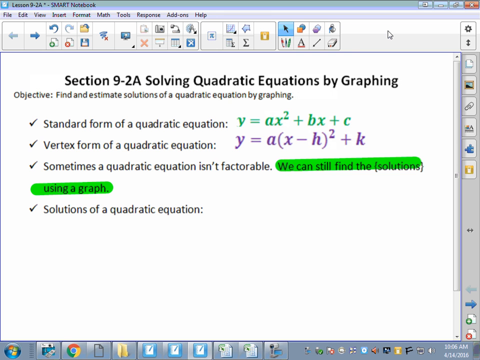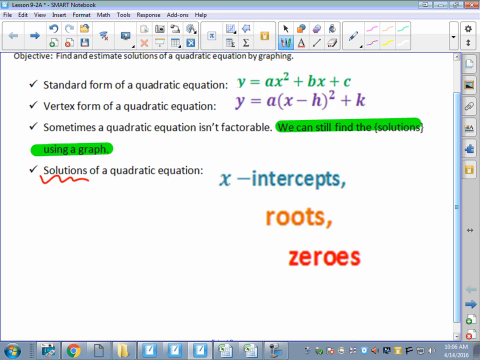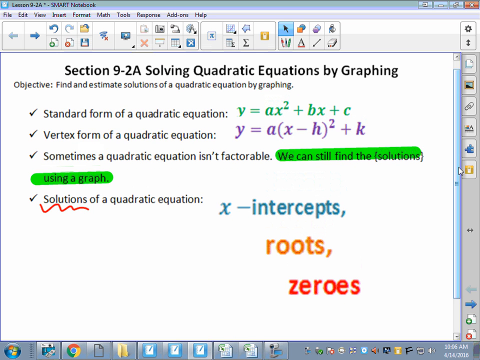So I said when we graphed in section 9.1, we said you could find the solutions, and those solutions are two separate points on the x-axis. So the solutions of a quadratic equation are really x-intercepts. We also call them roots, or we call them zeros. So solutions, x-intercepts, roots, or zeros.